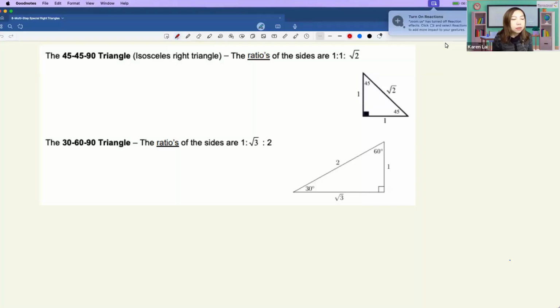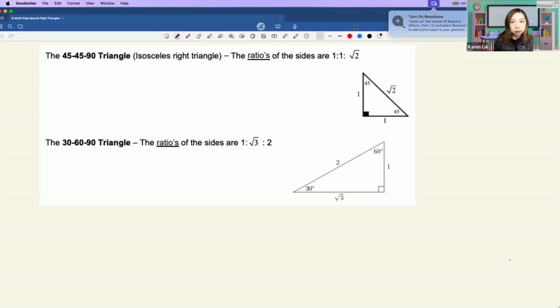Let's talk about special triangles. Special triangles are the right triangles that have 45 degrees, 30 degrees, and 60 degrees. These triangles will give us really nice ratios of their sides, so we can have faster and easier calculations. Let's look at the triangle with 45 degrees.